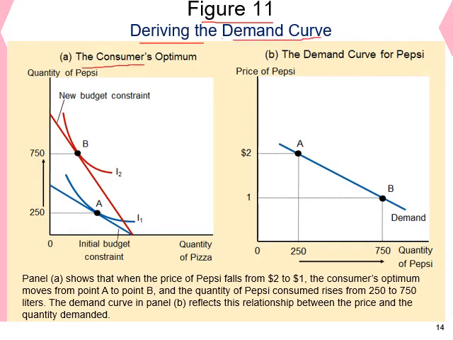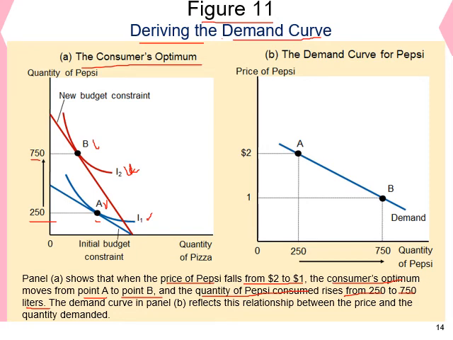Panel A shows the consumer optimum, where the price of Pepsi falls from $2 to $1, and the consumer optimum moves from point A to point B, where the quantity of Pepsi consumed rises from 250 to 750 liters. With the price fall, the consumer consumes 250 here, and then we move to 750 with the decrease in the price of Pepsi. So from point A to point B, we move from I1 to I2.